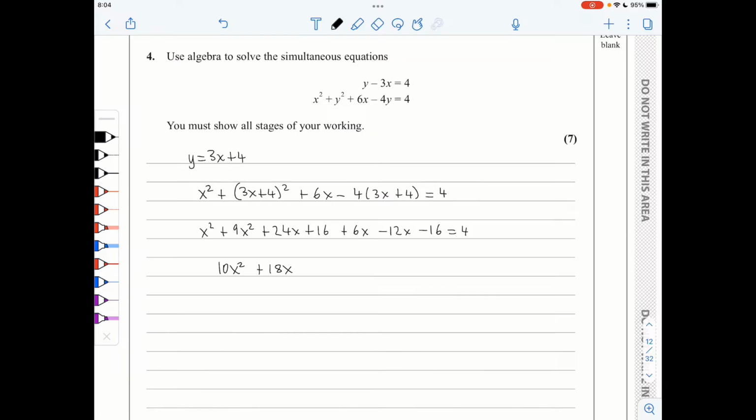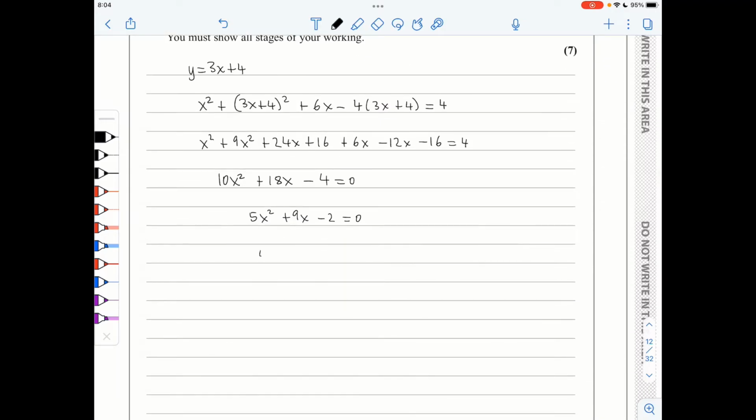And then looking at the constants, 16 minus 16 is 0, and the 4 moving on to the left hand side will be minus 4. It makes sense to divide everything by 2, so 5x squared plus 9x minus 2 is 0. And then this factorizes into (5x minus 1)(x plus 2) is 0, which means that either 5x minus 1 is 0 or x plus 2 is 0.